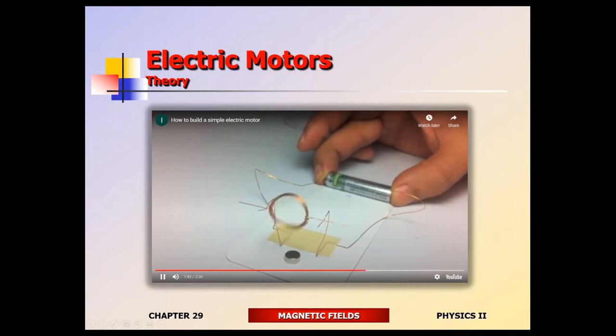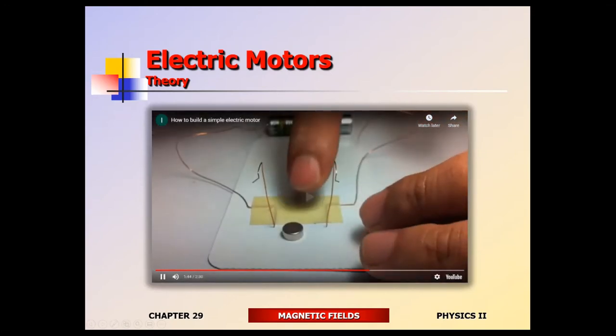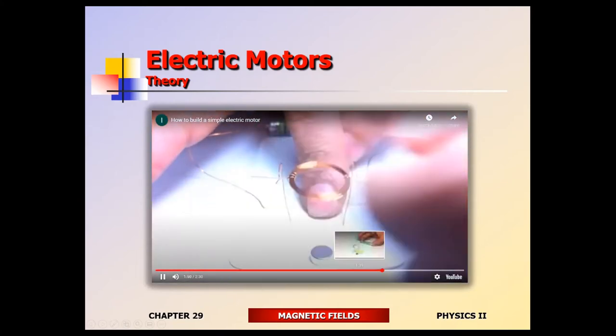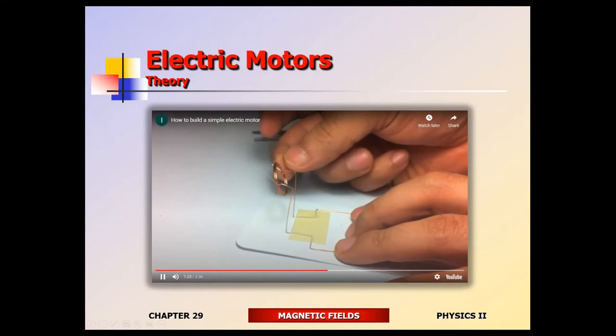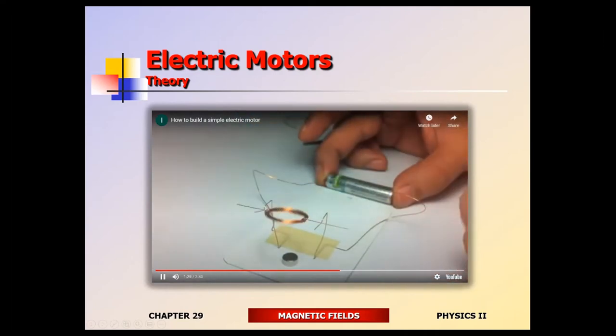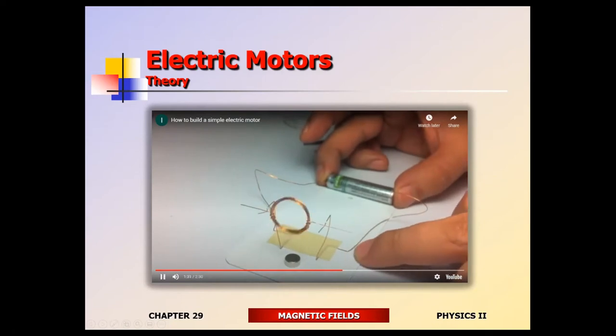So the whole idea is you're getting something to spin, which means that the electrical energy is getting converted into mechanical energy. So how does that happen? The short answer is just get a loop of wire. You get a coil, run a current through it, and it's going to keep on spinning forever. And that's known as an electric motor.